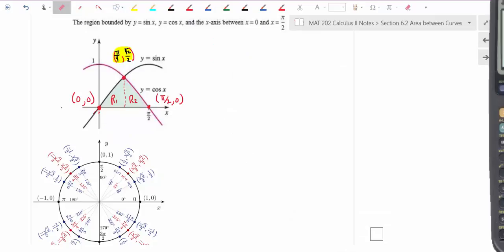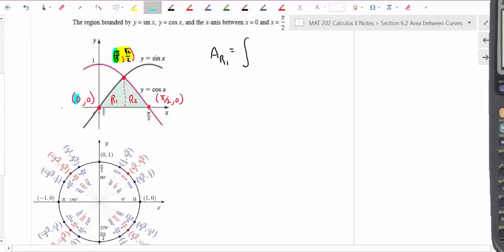Now we're ready to think about our calculus and get everything set up and integrated. We have to do two regions. For the area of region 1, we need to set up the integral. We're going to integrate from 0 to pi over 4. Again, we're going left to right, summing up rectangles from left to right. So the integral is going to go from 0 to pi over 4. The upper curve is sine x. The lower curve is actually just y equals 0. It's the x-axis. I'm going to put the 0 there just for emphasis. So we're going to work that out.